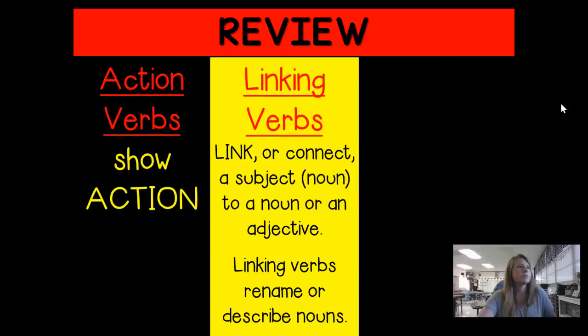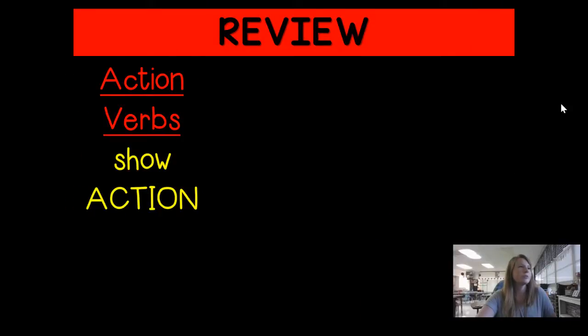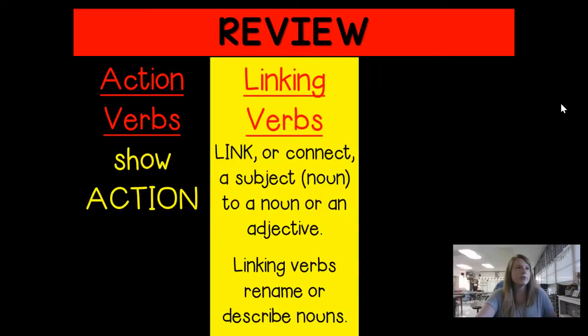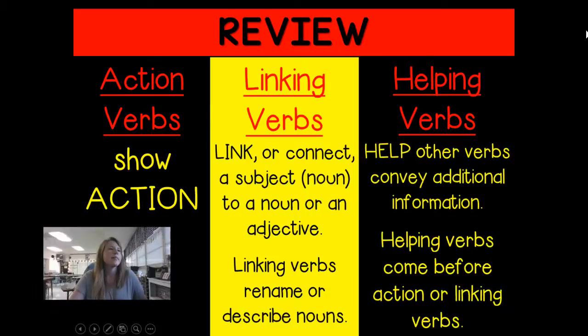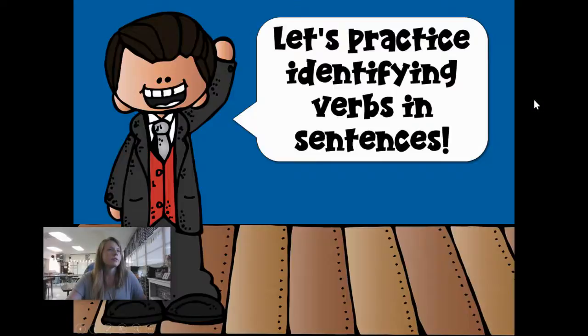All right, here's a review. Action verbs, they show an action. Linking verbs, they link or connect a subject, the noun, to a noun or adjective. Linking verbs rename or describe nouns. And the last type is helping verbs. Helping verbs help other verbs convey additional information. They come before action or linking verbs. So if there are two verbs in a row, there is a helping verb there. All right.